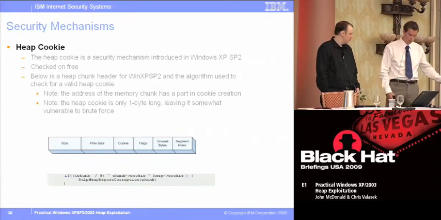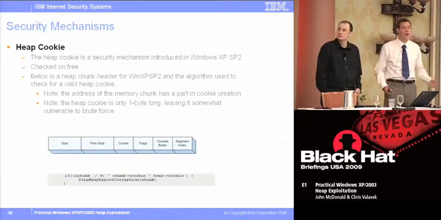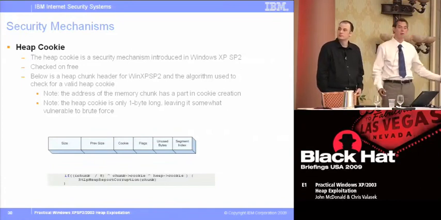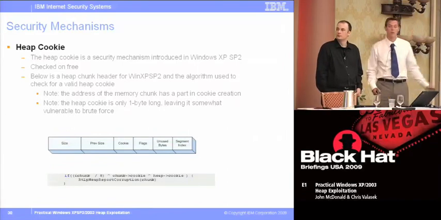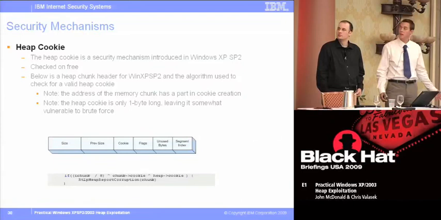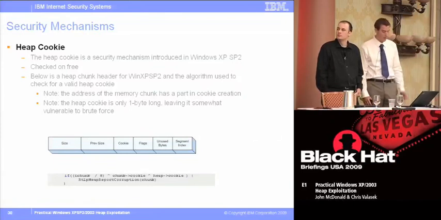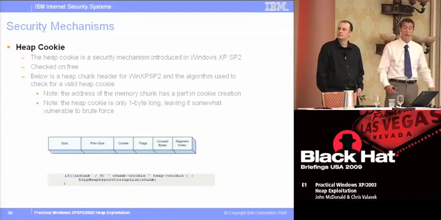You should see though that it's only 1 byte. So if you have an application that doesn't crash, you can practically brute force the heap cookie because it's only one of 256 values. And we put a little code snippet down at the bottom of the way they check for the heap cookie. It's based on the address of the chunk, and that's the random kind of value for it.